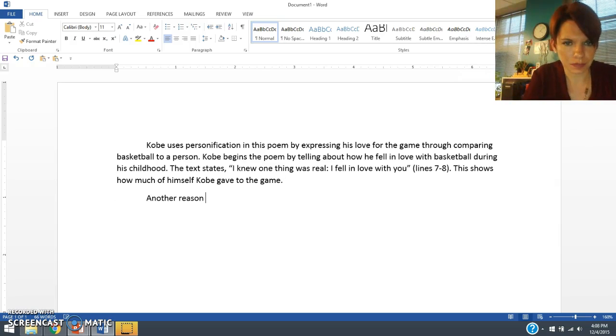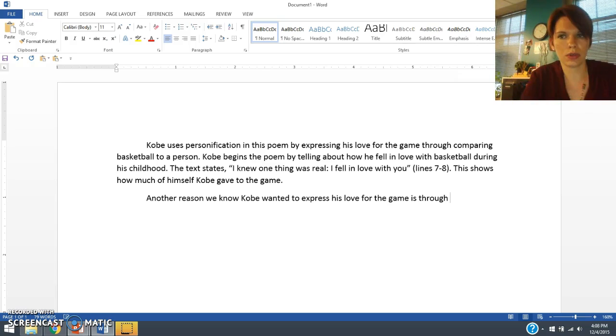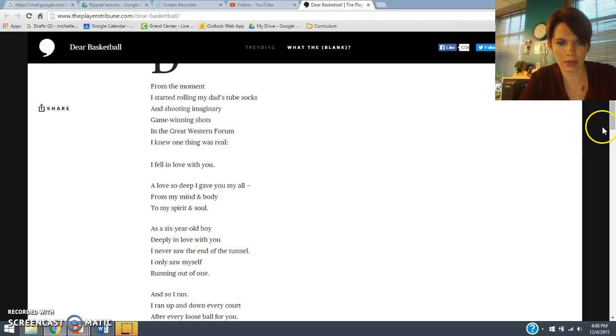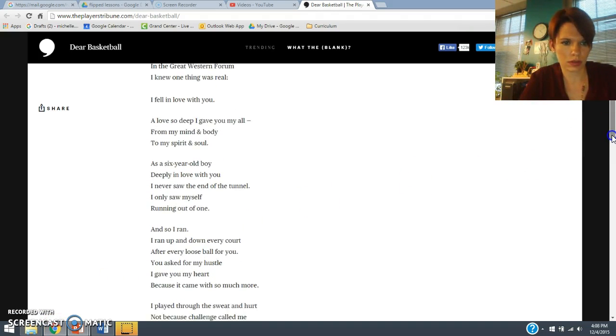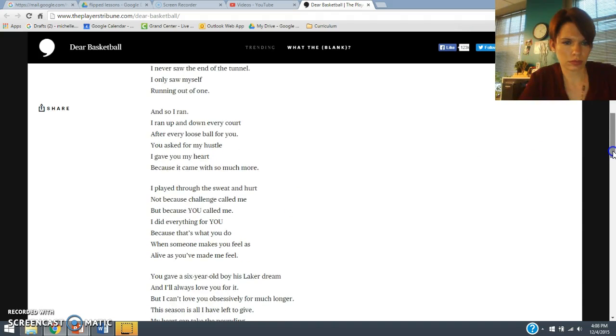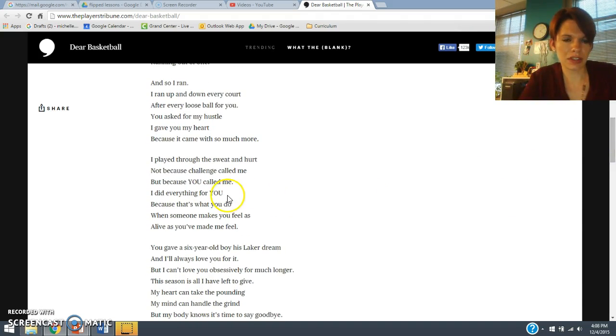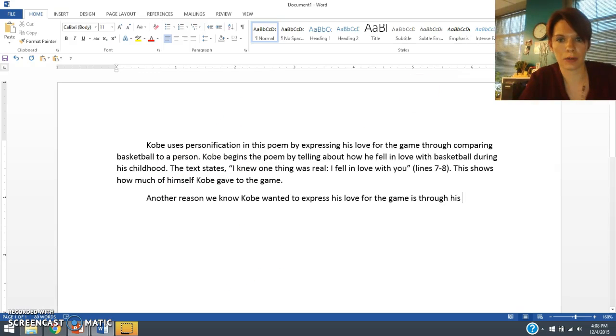Another reason we know Kobe wanted to express his love for the game is through his, now we're going to go back, I think he described, here he's describing how much he gave away to the game, right? Like how he sacrificed so much of himself through his sacrifices.